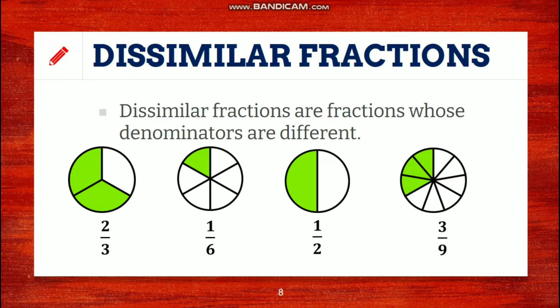Okay? First whole is divided into 3 equal parts, while the second whole is divided into 6 equal parts, while the third one is divided into 2 equal parts, and the last one is divided into 9 equal parts. So that is all about similar and dissimilar fractions.